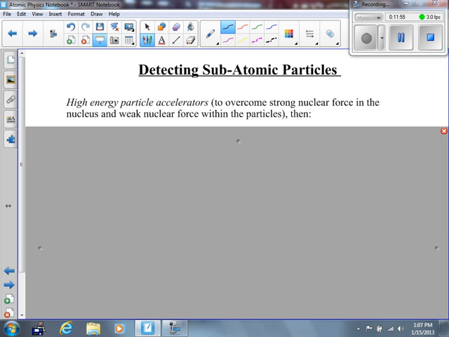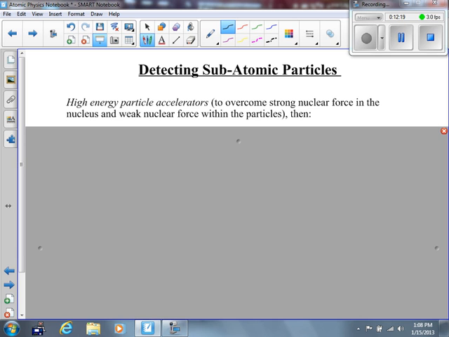Two cars collide together in a parking lot of Walmart. Maybe you get a scratch. Two cars collide on a highway at 110 kilometers per hour, and the cars can break apart. The more energy they have, the more ability you have to break the forces that keep them together. We accelerate these to really high speeds, really high energies, to overcome the forces within.